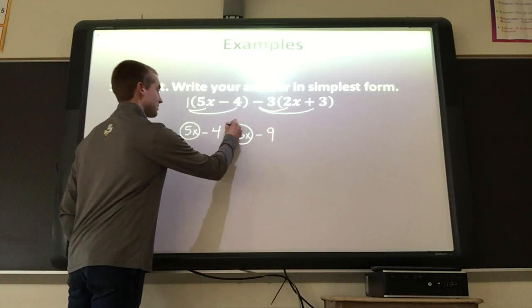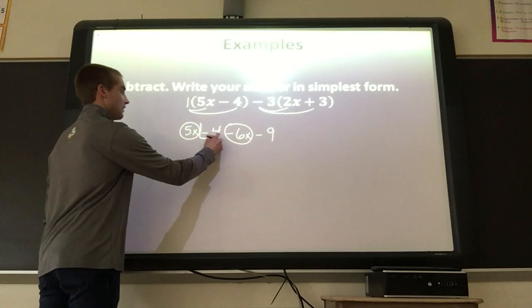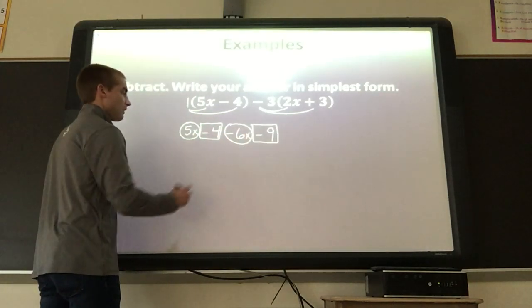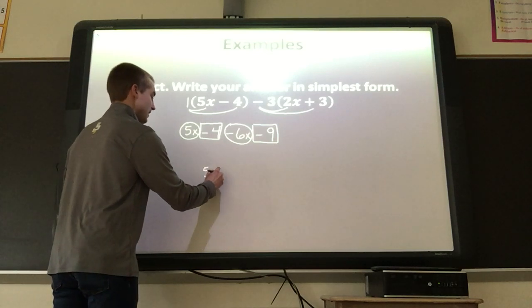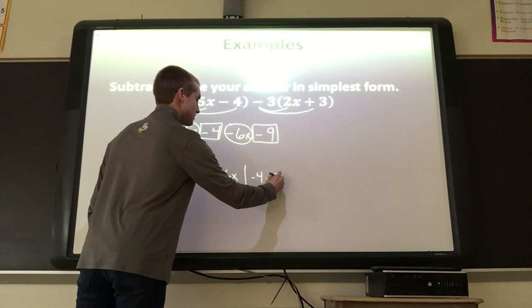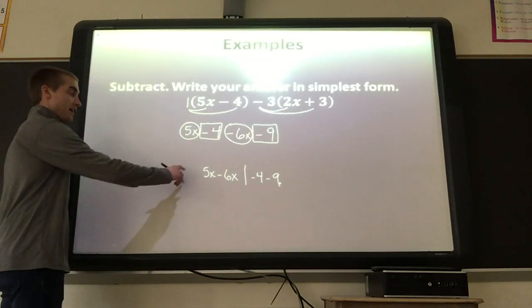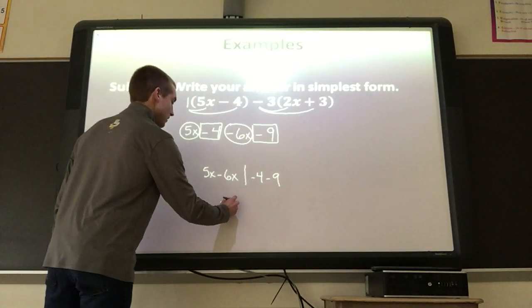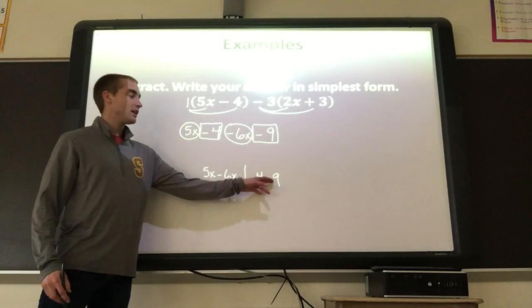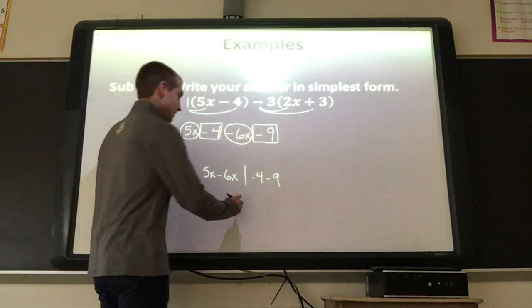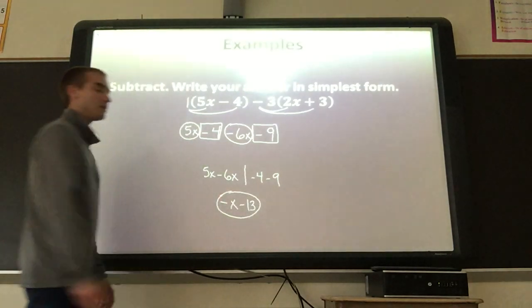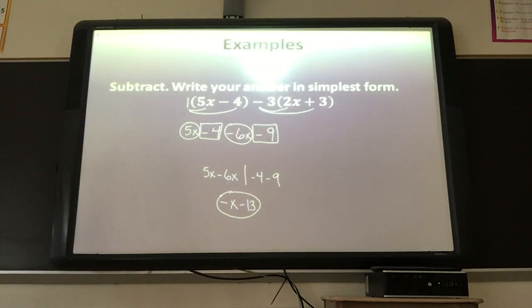So we've got 5x and minus 6x. And then like terms would be minus 4 and minus 9. All right, so 5x and minus 6x would go together. And then minus 4 minus 9, those would go together. 5 minus 6 is negative 1, so negative 1x or negative x. Negative 4 and negative 9 is going to be minus or negative 13. So our answer would be negative 1x minus 13.